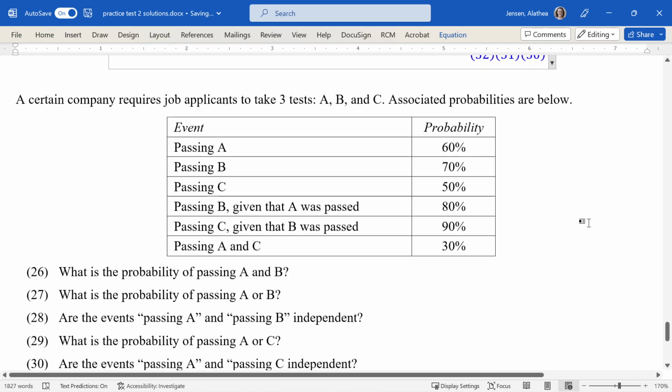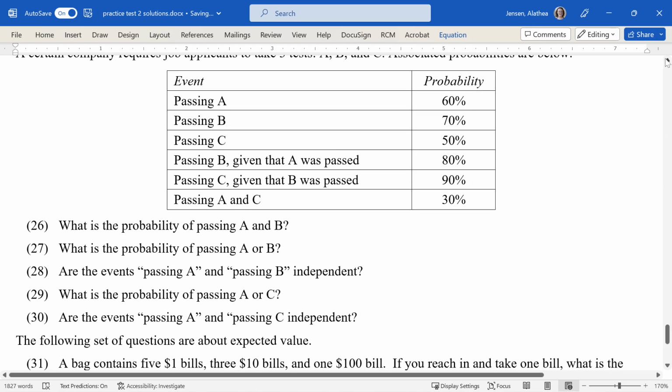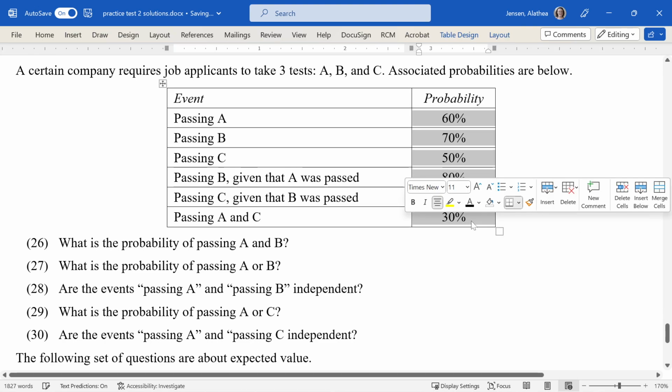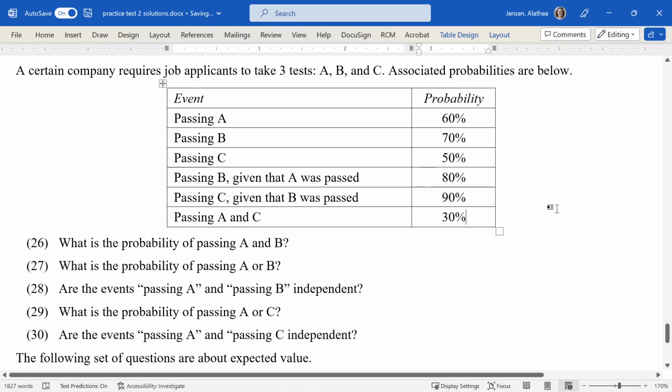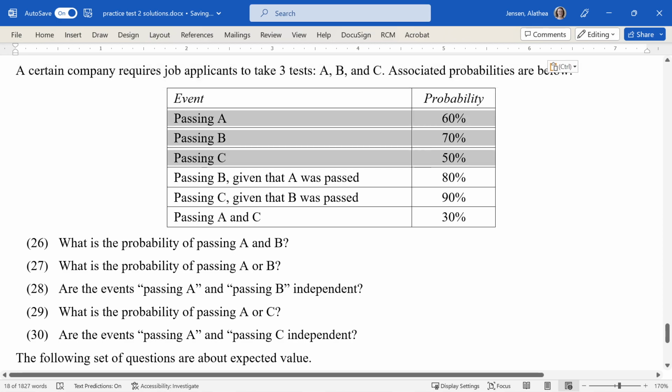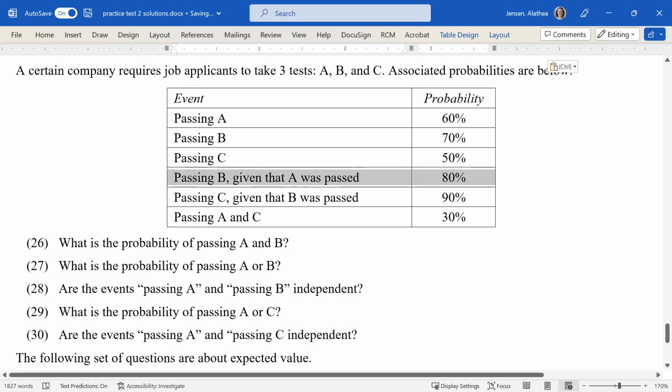All right, so the next set of questions, you're not going to be doing fractions or any counting formulas. We're just going to be working with these probabilities that are already calculated for us, and we might need to put them into decimal form, but that's about it. So no fractions. Okay, a certain company requires job applicants to take 3 tests, A, B, and C, and the associated probabilities are below. So we have the probability of passing each one individually. We have the probability of B given A was passed, C given B was passed, and then both A and C together. So first question, what is the probability of passing A and B?